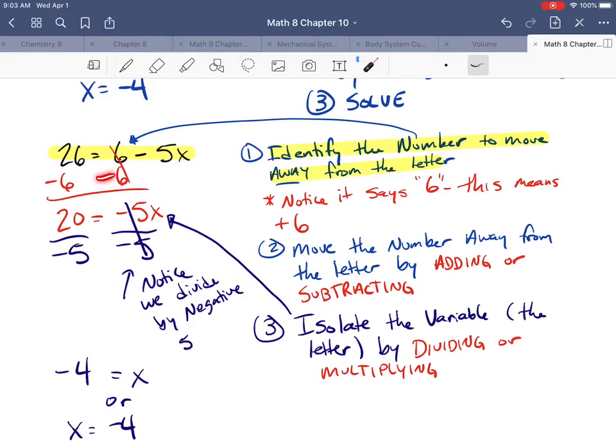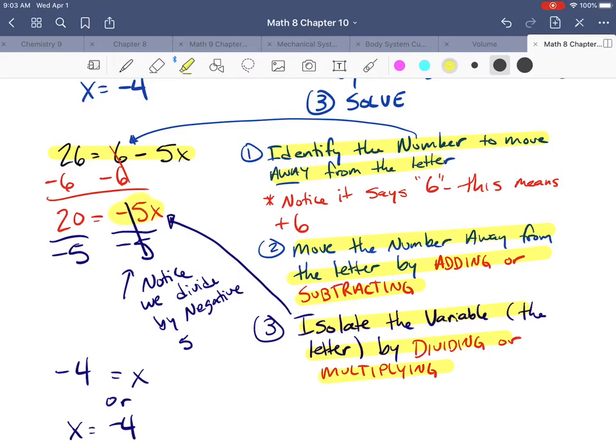So what we do first is we subtract 6 from this side, bam it out, subtract 6 over here, and you should be able to do that here. So 26 minus 6 is 20, and that equals negative 5x. Our last step always is to move the number away from the letter by adding or subtracting. Sorry, that's not our last step, that's our first step. But then we isolate the variable by dividing or multiplying. That's our last step right here.